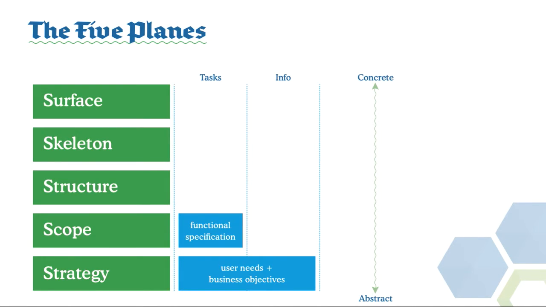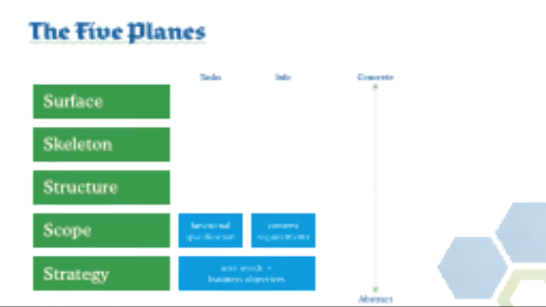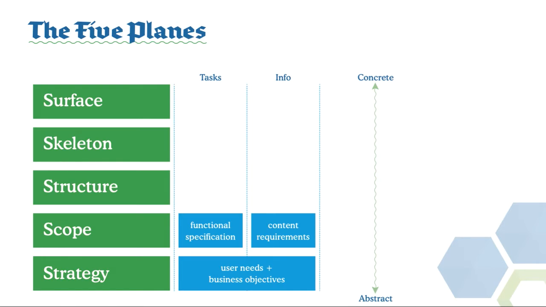So as we move into the scope plane, on the left here we have the tasks, and this is where we get into functional specifications, or the feature set. So this is a detailed description of functionality the site must include in order to meet user needs. So what does it offer? What does it aim to do? And then on the right, in info, we have the content elements required. So what amount of data, what information needs to get served up? And by defining that, we know what we're building for.